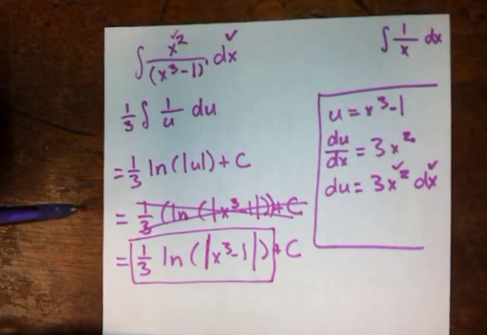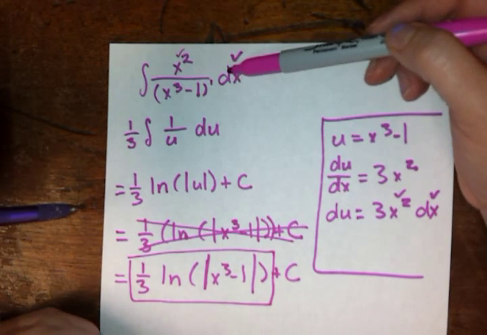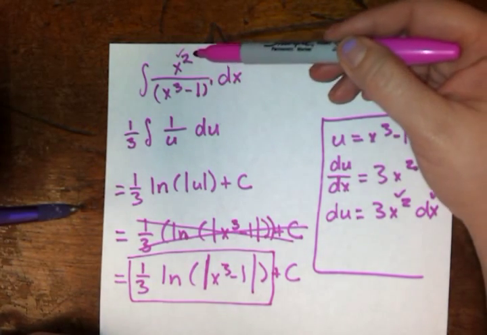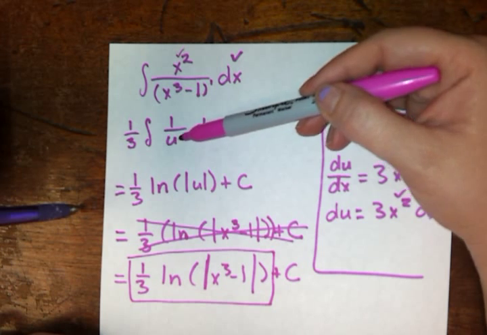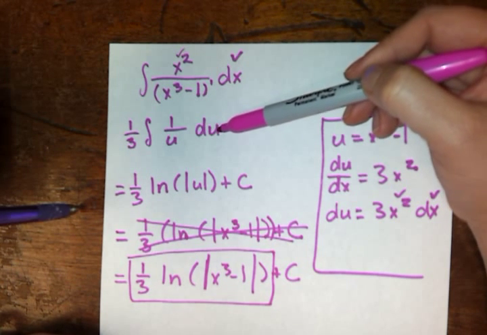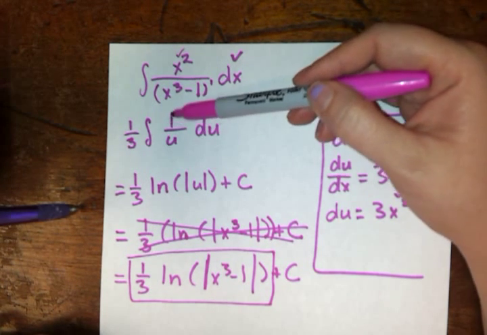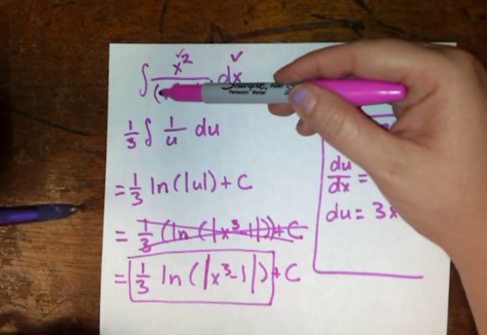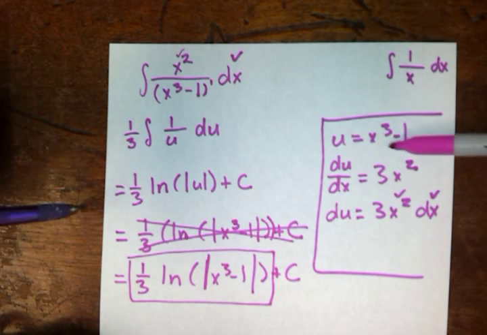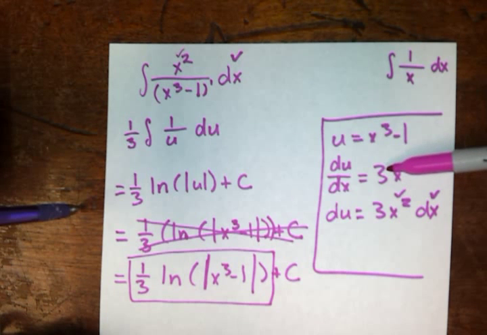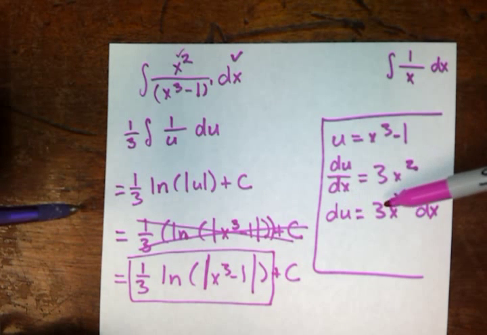So once again, from the top, we were given a function that we couldn't really deal with, but if we rewrote it as 1 over u du, we could find that integral. So we did write it as 1 over u du. That made our u be x to the third minus 1. Took the derivative of that, rewrote it as du equals 3x squared dx.